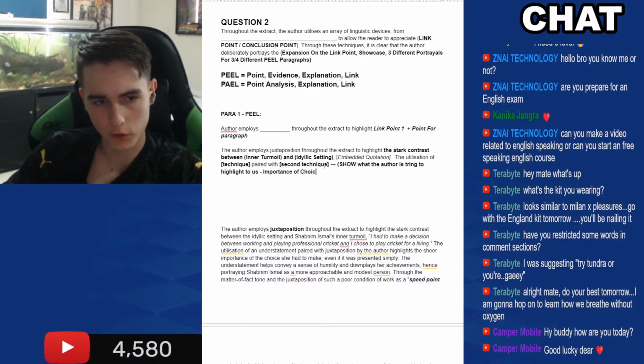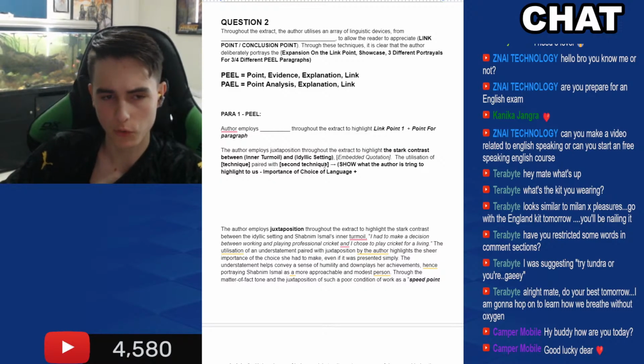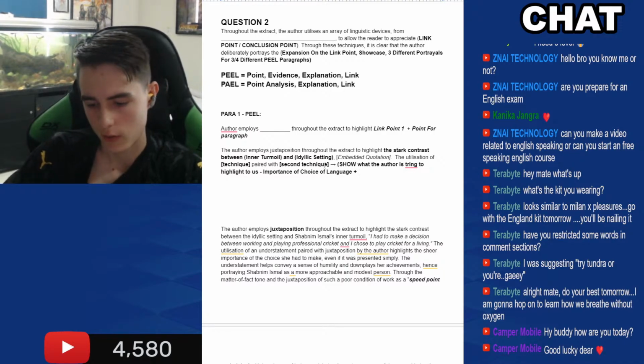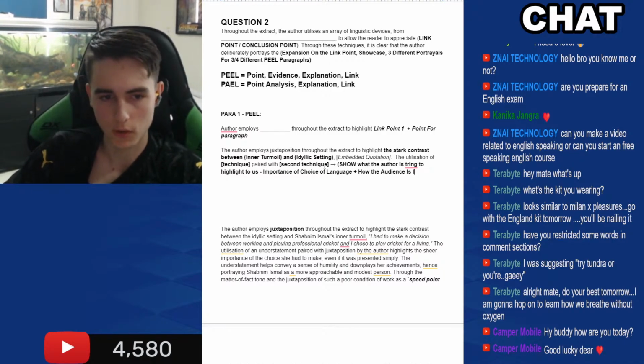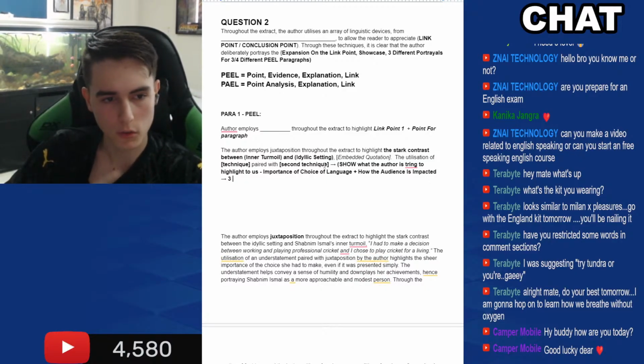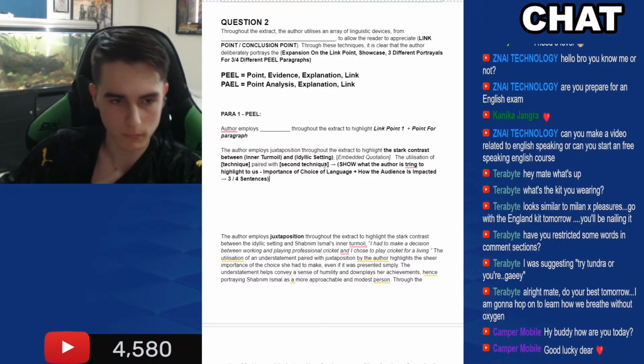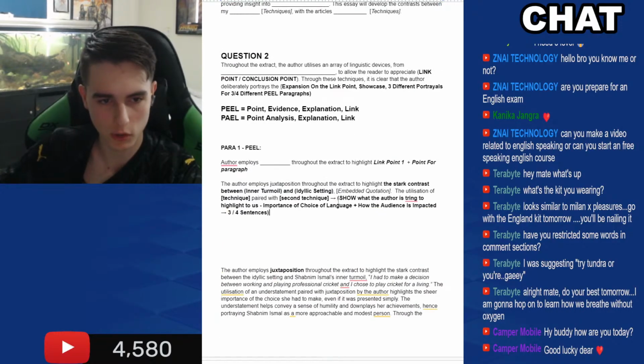Importance of choice of language, along with what we're trying to highlight in the importance of choice of language, we also want to showcase how the audience is impacted. And this can be broken down into 3 or 4 sentences. It depends on how much you want to write, really. Don't know why that keeps going into a fraction, but there we go. 3 or 4 sentences that can be broken down into.